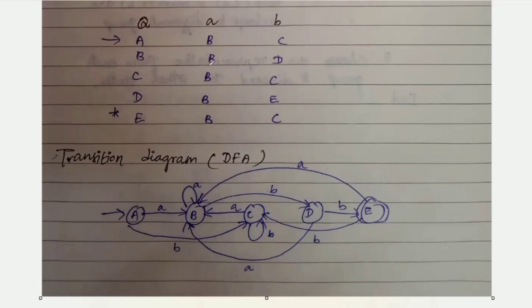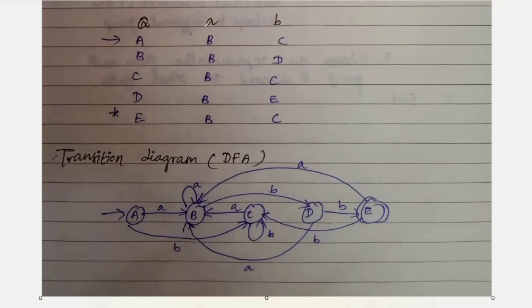B on input A goes to B. B on input B goes to D. C on input A goes to B. C on input B goes to C.